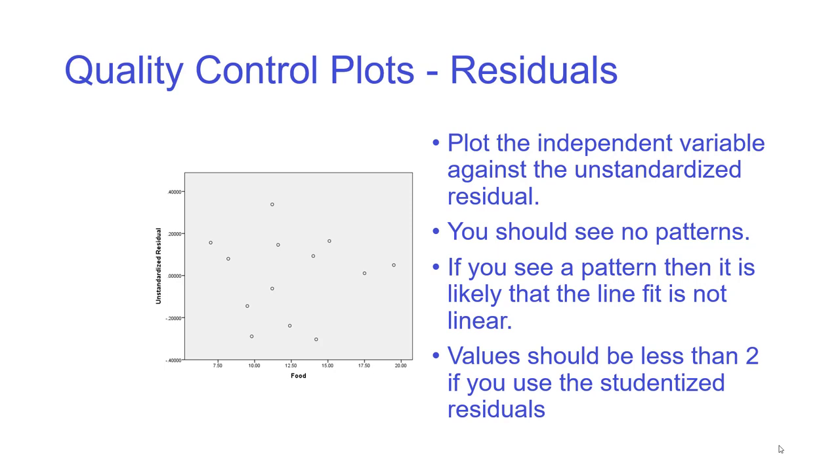If you see a pattern, then probably it's either not linear or you've got a problem with outliers. If you studentize the test, then you should expect that all the values should be less than 2.